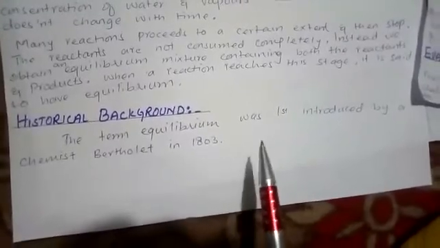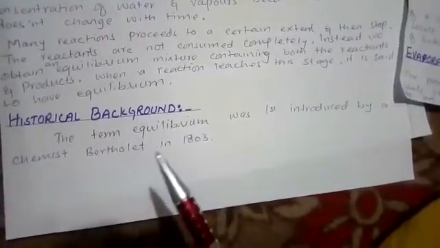Historical background. Here is a short historical background of chemical equilibrium at your level. The term chemical equilibrium was first introduced by the chemist Berthollet in 1803.